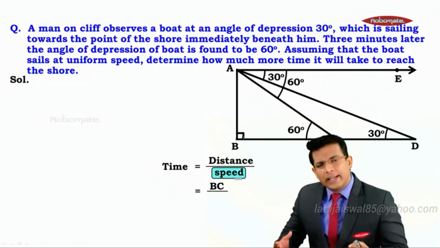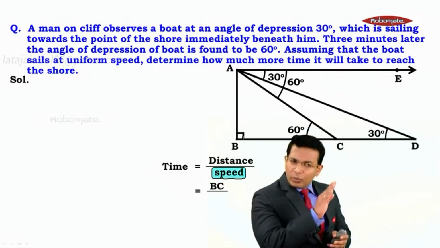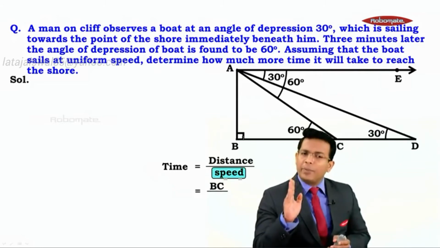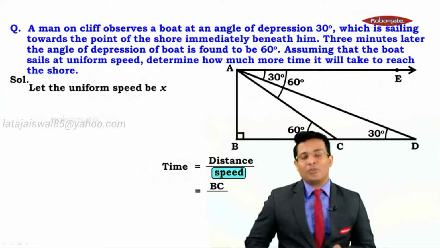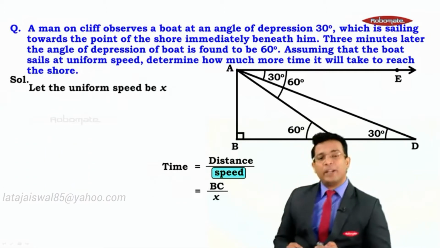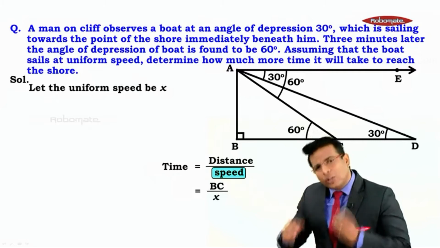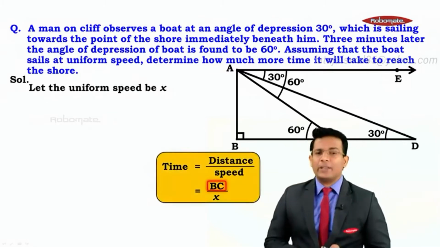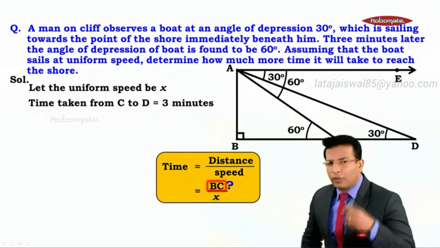Here the speed, it says the speed which the boat is taking to travel from D to C and then from C to B, it is said in the sum that it is uniform speed. So let us take this uniform speed to be x. So if you want to solve this further, we somehow need to get the length of BC. So our focus has to be on BC. Now for that, let's see.